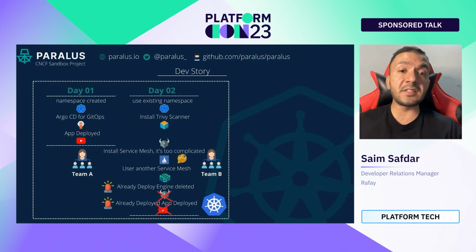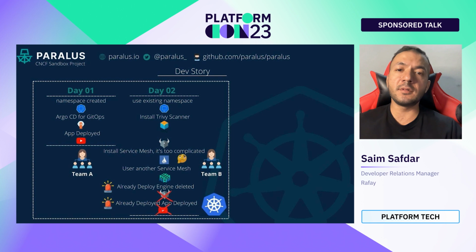He secured base images. He installed a scanner. He deployed a policy engine. He installed a service mesh. And on day 03, he realized this service mesh is too complicated to operate and manage. Let's spin up another one, use another one, and install an existing service mesh.